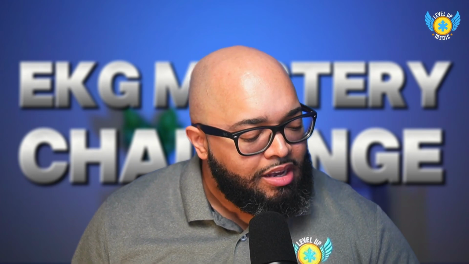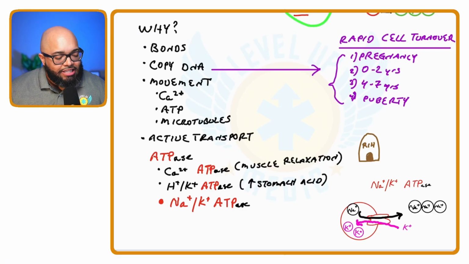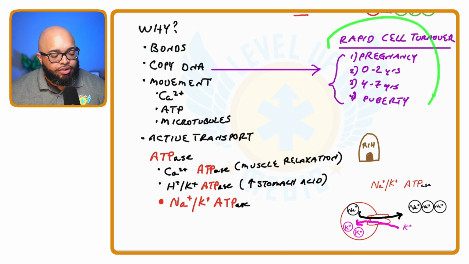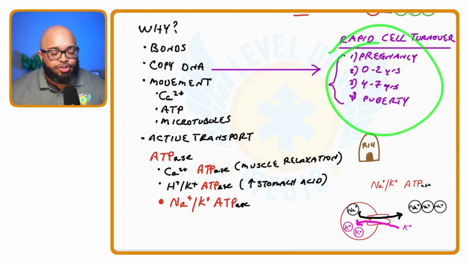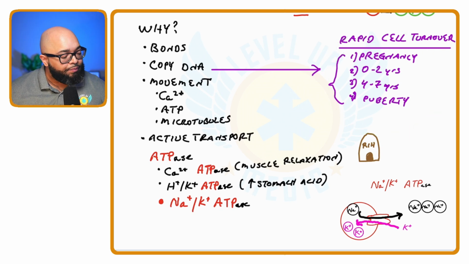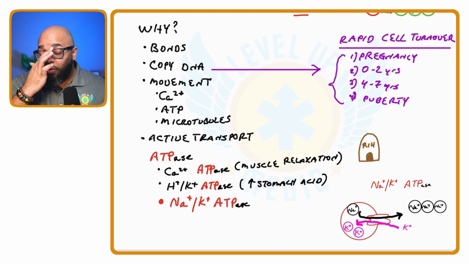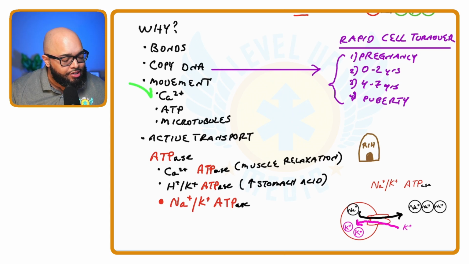Okay? So, we're talking about ATP, and I said that we need ATP to make bonds. We need a lot of ATP to make all these cells during periods of rapid cell turnover. We also need ATP for anything to move. In fact, for anything to move in the body, we need three things. We need calcium, we need ATP, and we need microtubules.